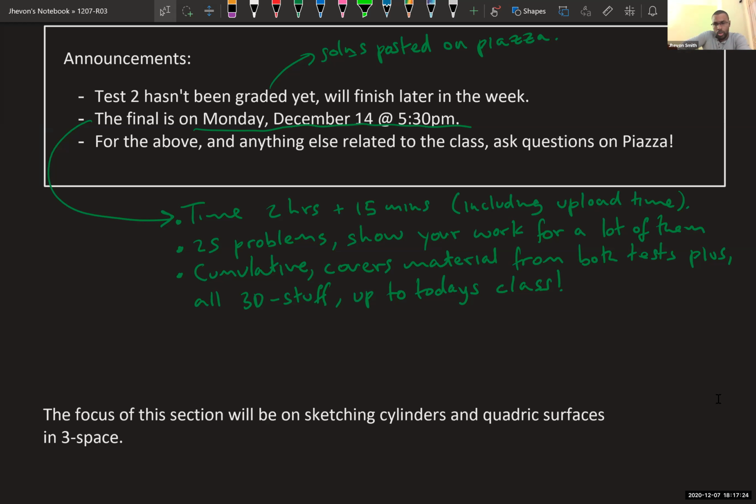So that's going to be the focus. It's not going to be super technical. Like I said, it's going to be very informal, kind of like how it was when I went over conic sections with you guys. I didn't expect you to find foci or anything specific. I just wanted to be able to do a rough sketch of certain objects.